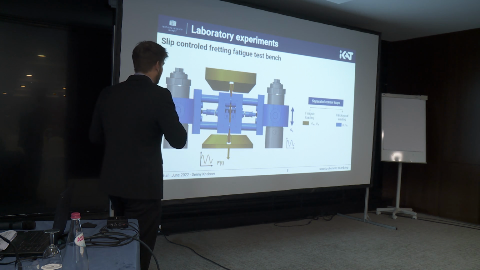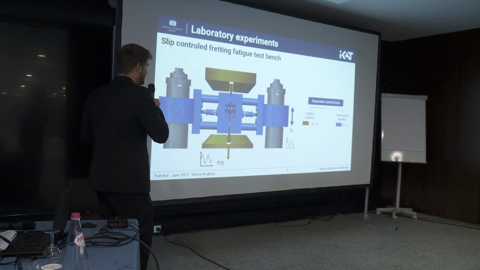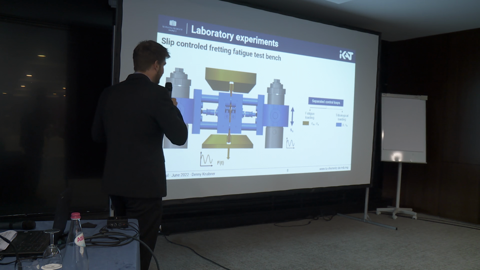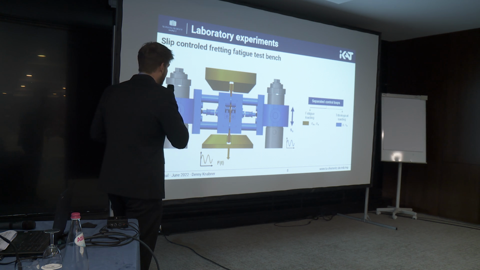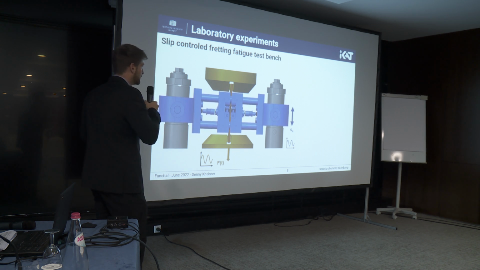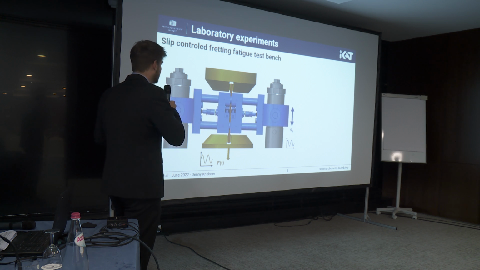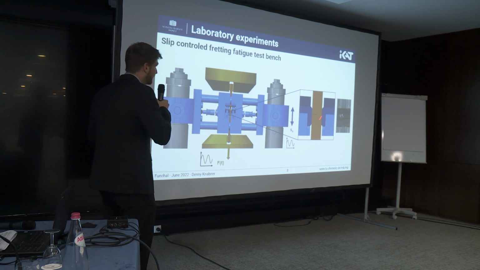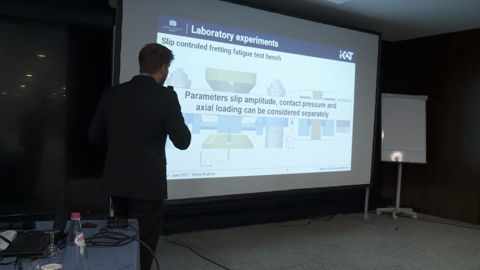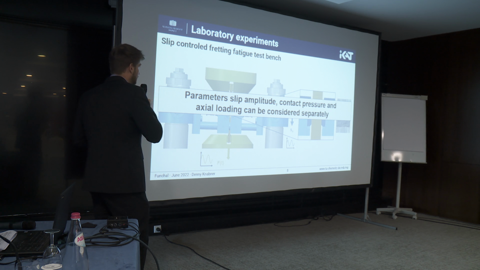For better visualization, I have animated this test bench, and here you can see the part of the piezoelectric actuators better. We have two control loops because these actuators can make a defined movement of our crosshead, and with it we can set a defined slip amplitude in this contact. It looks like this. It's upscaled because 10 micrometers you wouldn't see well here. Yes, and then failure of our specimen occurs. And so we can do a separate analysis of slip amplitude, contact pressure, and our loading.